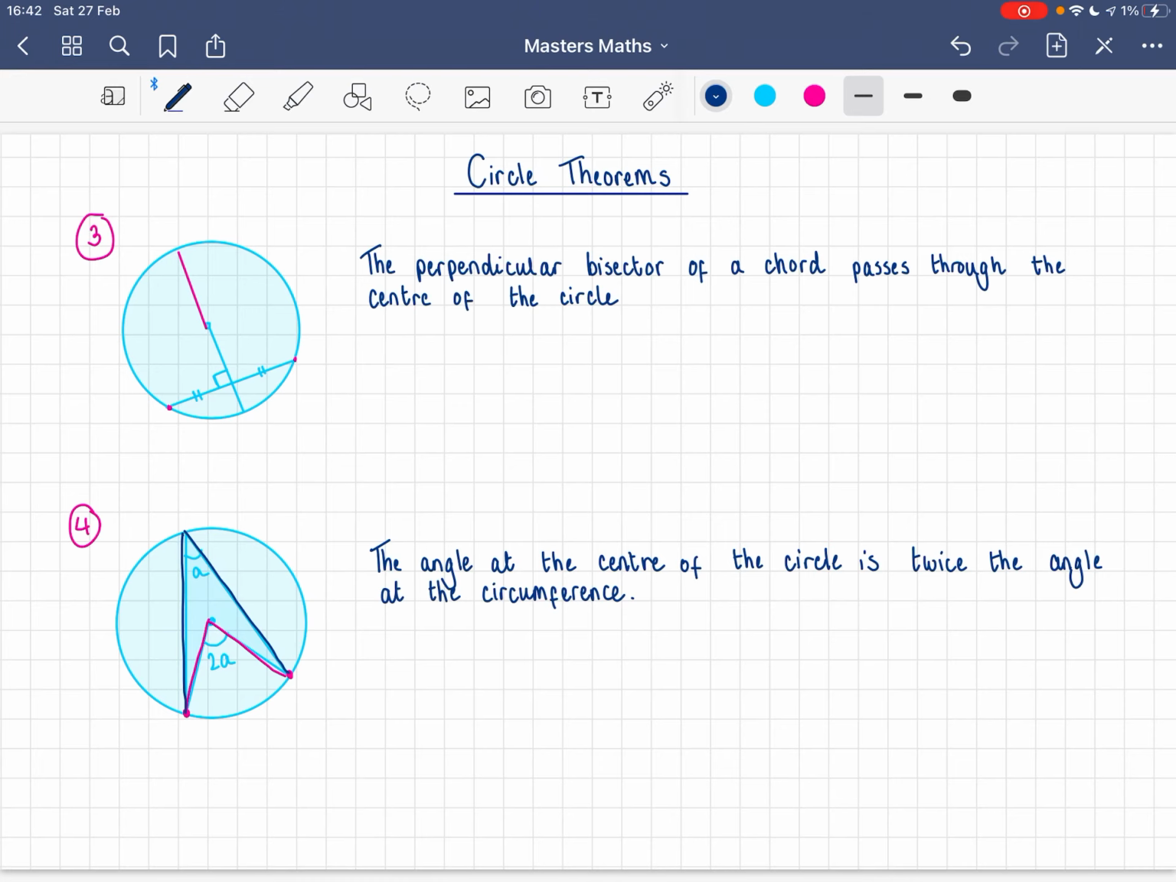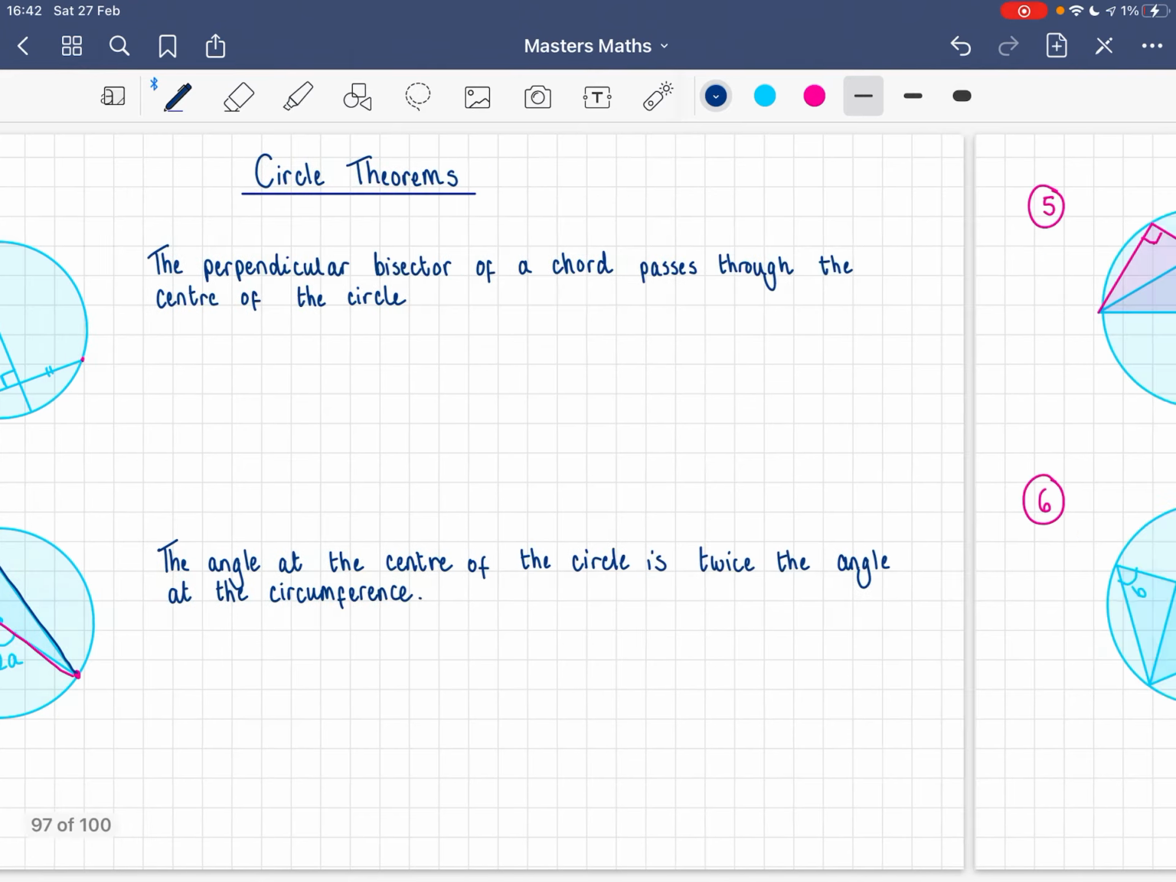It is enough to say that the angle at the centre of the circle is twice as big as the angle at the circumference. That is the wording that you need to say. Your keywords being angle, obviously, but centre of the circle and the angle at the circumference.